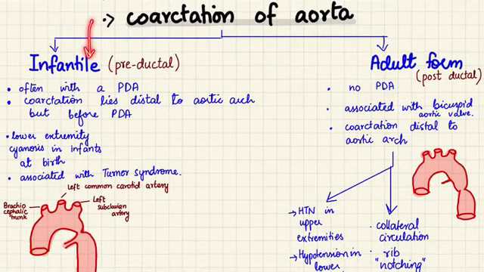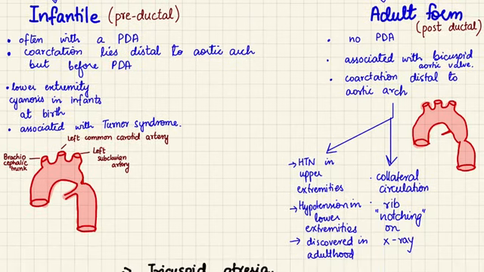The infantile form, or the preductal form, is often associated with the patent ductus arteriosus, but in this case, the coarctation, the constriction of the aorta, will lie distal to the aortic arch, but before the PDA. So this is something you need to remember. Now, if we see this diagram, we can see the aortic arch, the brachiocephalic trunk, the right one, and the left common carotid and the left subclavian have already arisen from the arch of the aorta, and then we have the constriction.